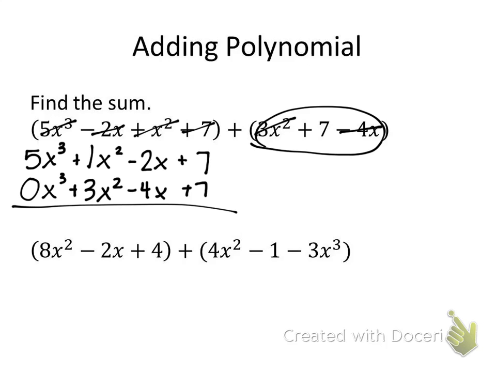What is 5x cubed plus 0x cubed? 5x cubed. Notice, I did not make that 5x squared. I did not make that 5x to the 6th power. Because when adding like terms, you always keep the term that makes them the like term. You never want to change that. Okay? What is 1x squared plus 3x squared? 4x squared. What is negative 2x plus negative 4x? And what is 7 plus 7?